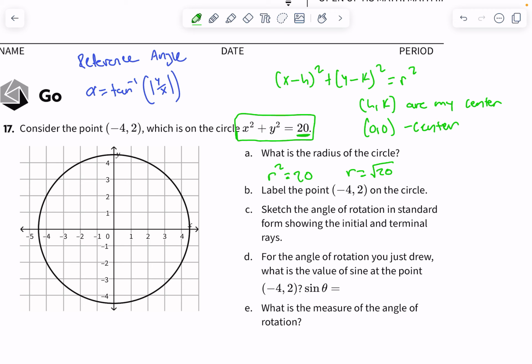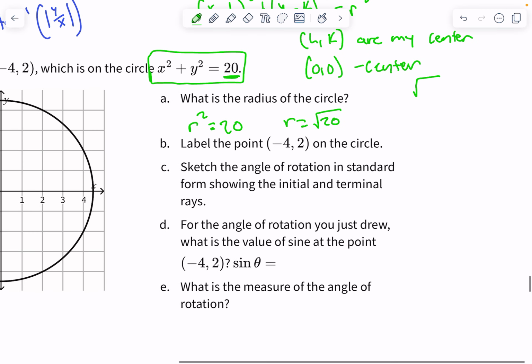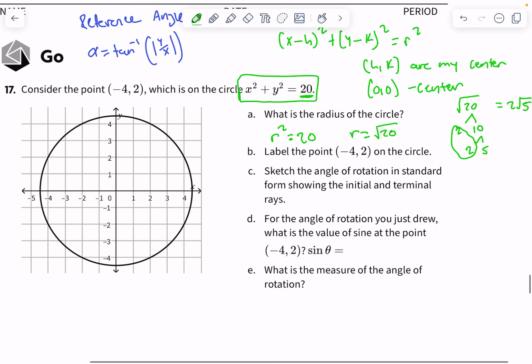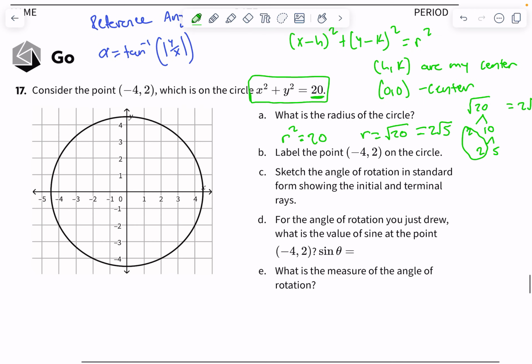Now we can take a second here to simplify this further. The square root of 20 can be thought about as 2 times 10, and then 2 times 5. So then this is equal to 2 square root of 5, right? Label the point. So we'll call this 2 square root of 5. I'm simplifying the square root. Label the point negative 4, comma 2. So right here, we'll call this A.